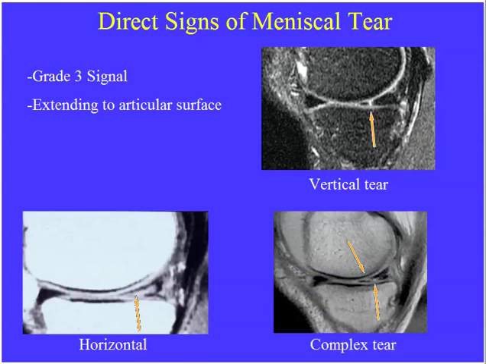Anytime you see signal touching both the top and the bottom, or both the superior and inferior articular surfaces, you have an unstable fragment. That means this fragment right out here is unstable and can flap in and out, and that's an unstable fragment of a complex tear.